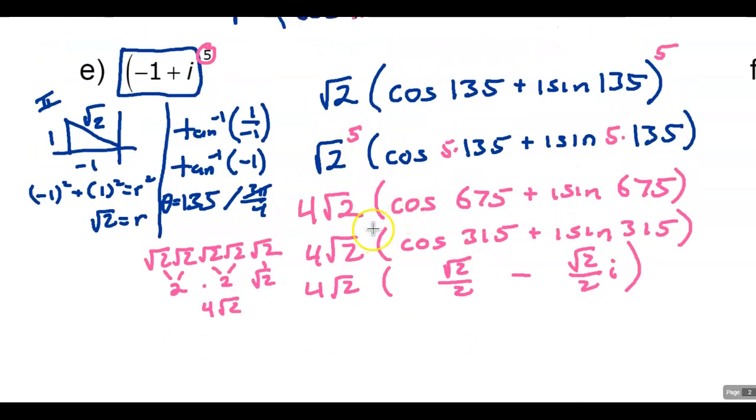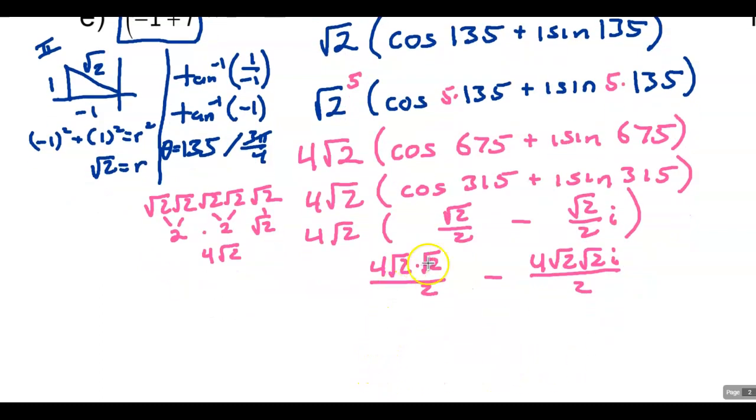And then finally just multiply this all the way through. So we have, I'll write it out, 4 root 2 times the root 2 over 2, minus the same with an i. And then simplify each one of these. So we'll have, looks like, let's see, root 2 and root 2 equal 2. So these will cancel out. So we'll have 4 minus 4i.